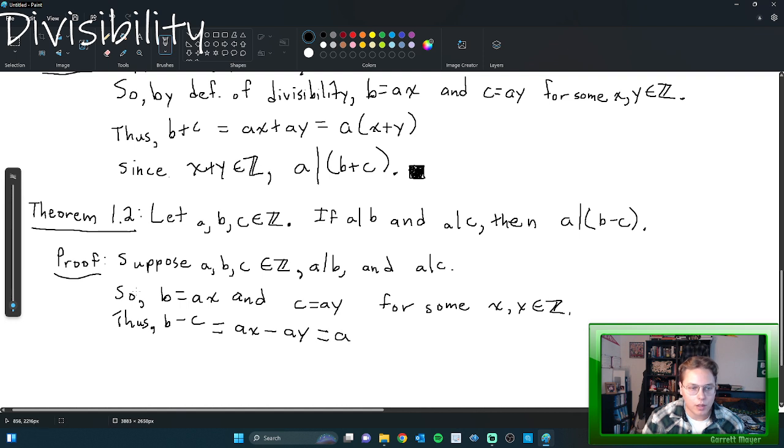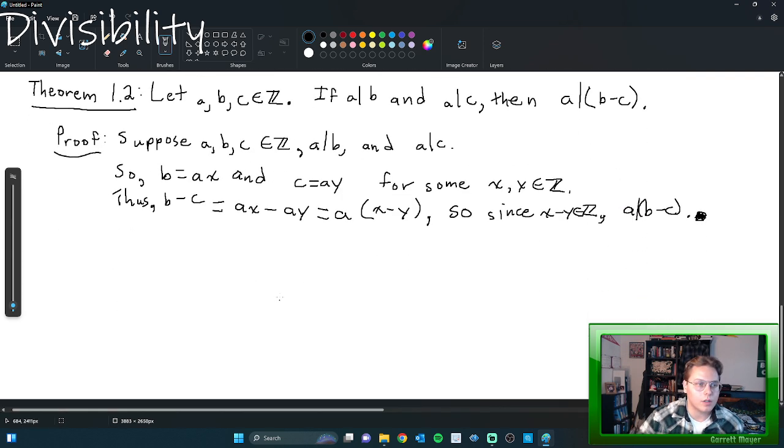Similarly to before, we can factor out this A, and we're left with A times X minus Y. X minus Y is still an integer because if you subtract two integers, you're still left with an integer. So, since X minus Y is in the set of all integers, A divides B minus C, which is what we were trying to prove. So by direct proof, we have our result, and we've proved that theorem.